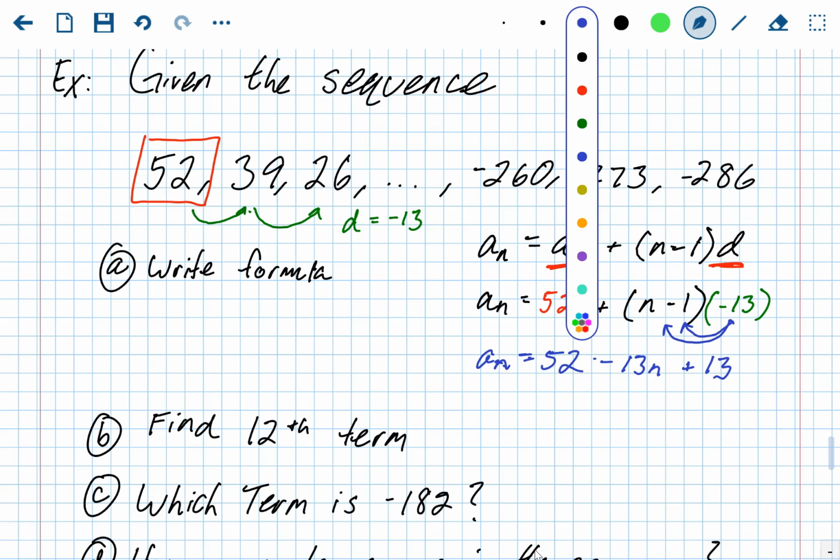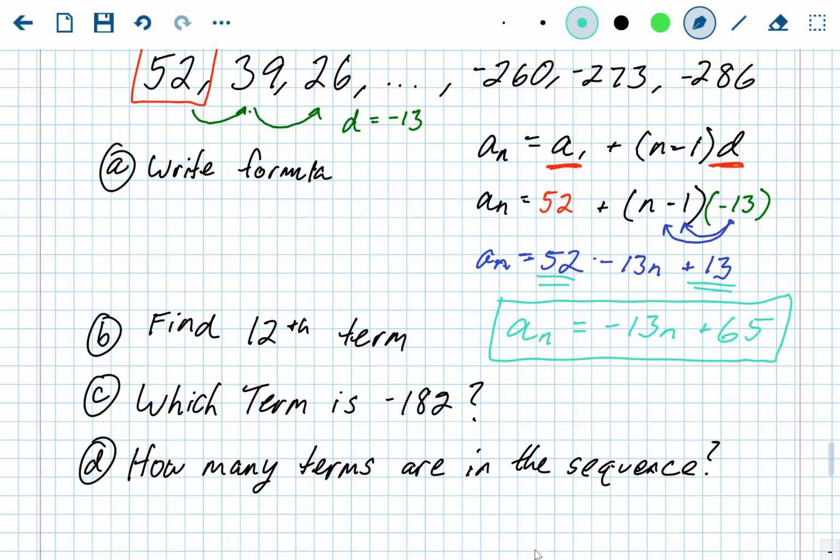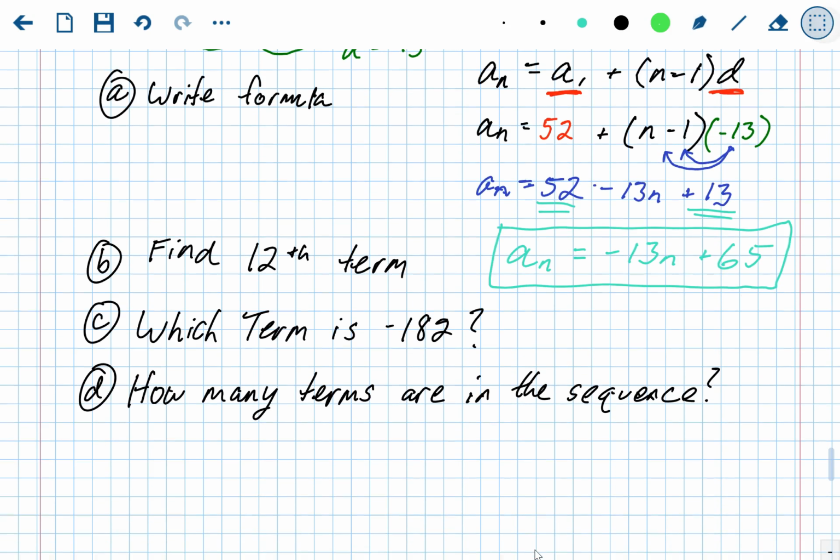From here, all it is is combining like terms. We have a 52 and a plus 13. So our final equation to find the nth term, any term, a sub n, is going to equal negative 13n plus 65. And that is our explicit formula, and this formula is going to help us find any term in the sequence. Which brings us to the second problem. Find the 12th term.